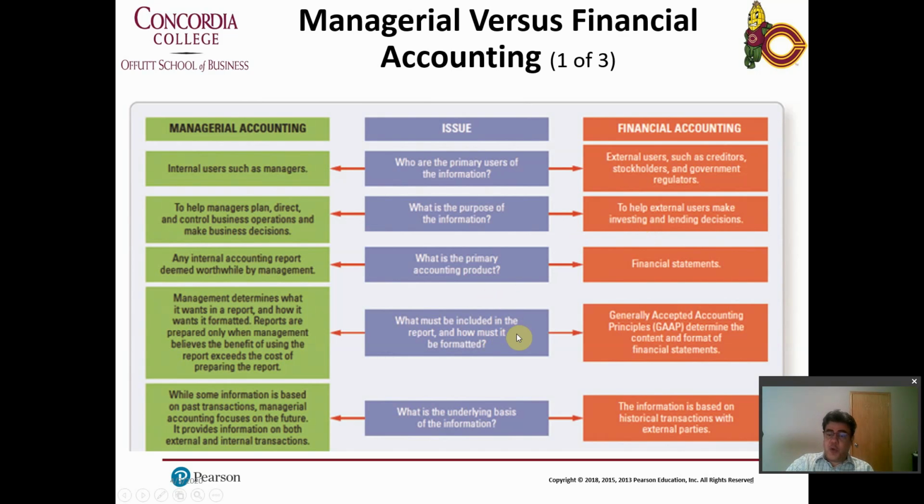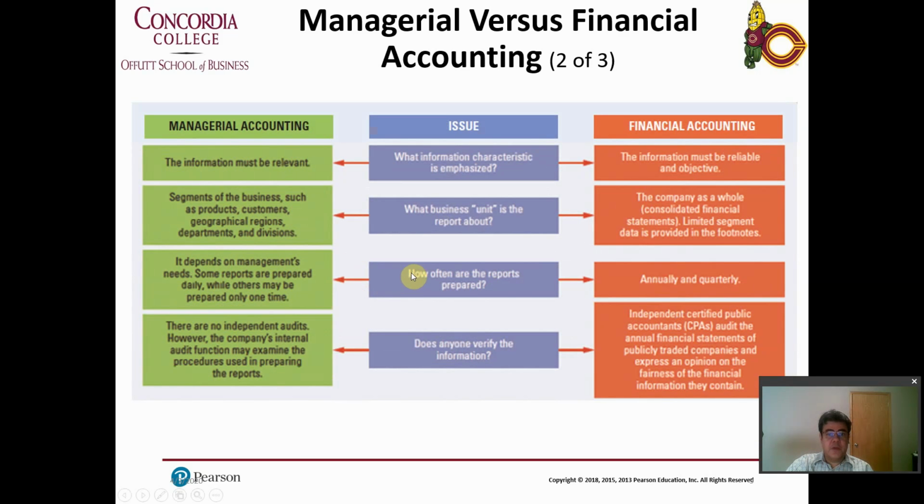And then, what must be included? This one is quite important too. Financial accounting, we have the GAAP, or the US GAAP here in the US. We have a lot of standards. Managerial accounting, we have no standards. It's based on company policies. And then information: reliable for financial, relevant for managerial. How often are the reports prepared? Financial, annually and quarterly. Managerial, wow, as soon as possible or whenever we want.